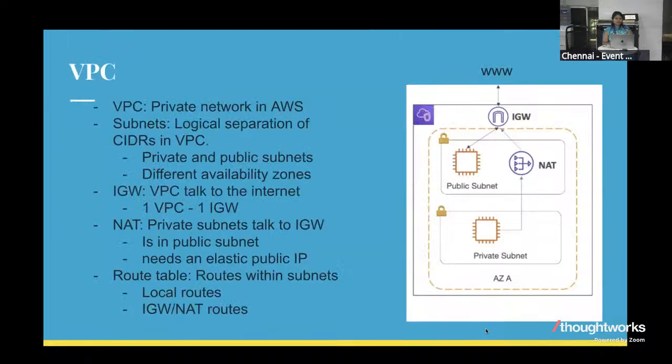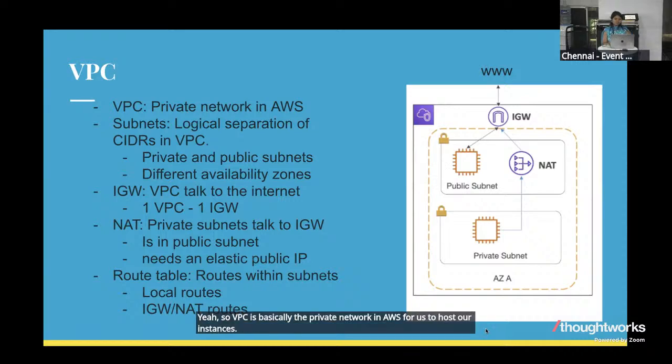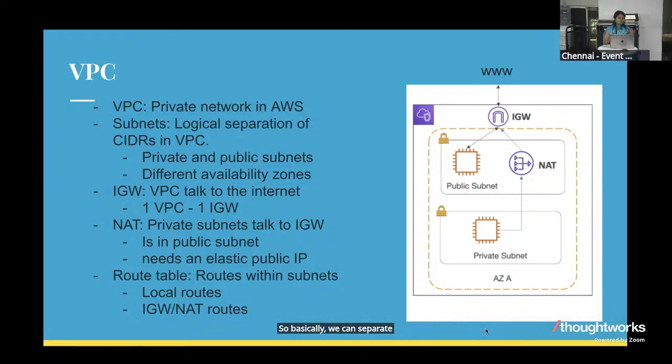So VPC is basically the private network in AWS for us to host our instances, services, or any other applications. And subnets are basically the logical separations of those CIDRs in the VPC. So basically, we can separate these subnets into private and public subnets, as the name suggests, right?